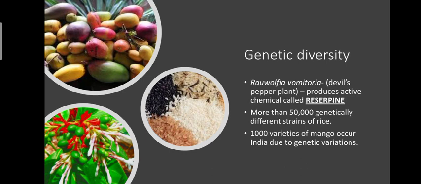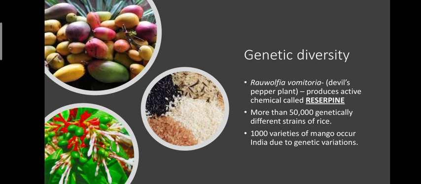Okay, the third example is about rice. There are about 50,000 strains of rice, like Basmati rice, Burma black rice, Sona Masuri, Jaya, Ratna, Jyoti. All these are varieties of rice strains that can be seen in India.